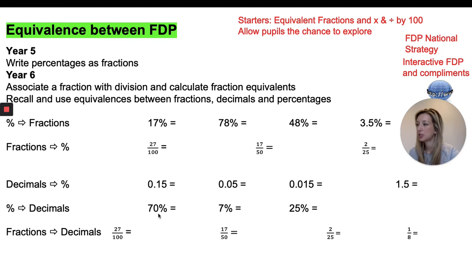You've got 70% to a decimal would be 0.7, 0.07, and 25% is 0.25. So from fractions to decimals, it would be 0.27, 0.34, I've got 0.08, and for 1/8, 0.125.